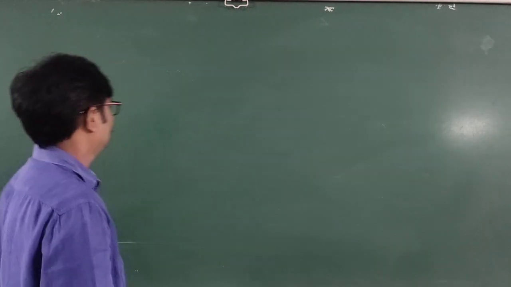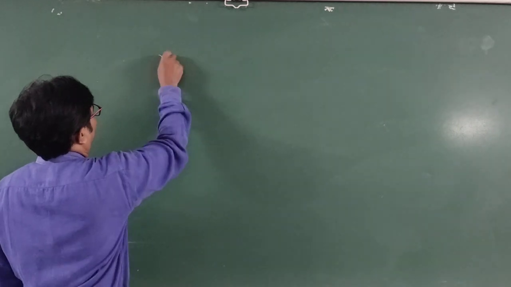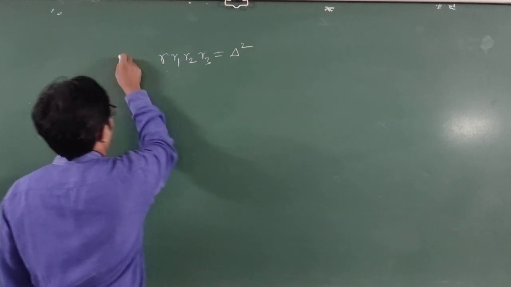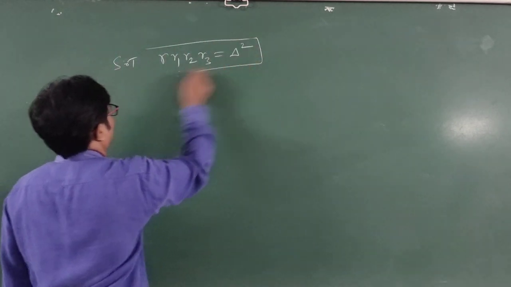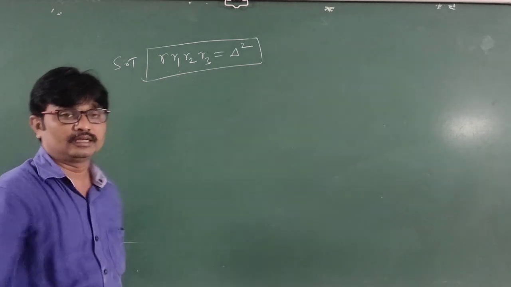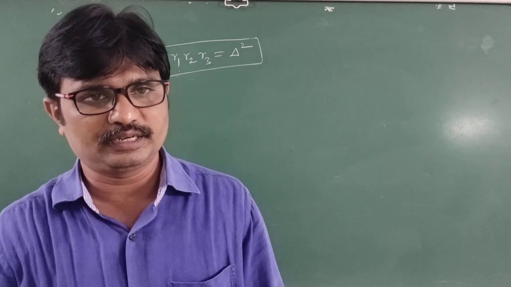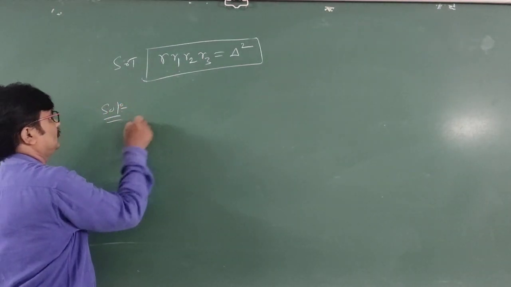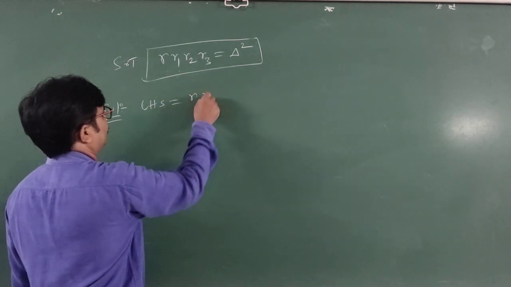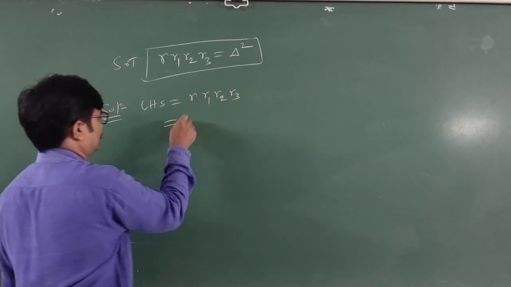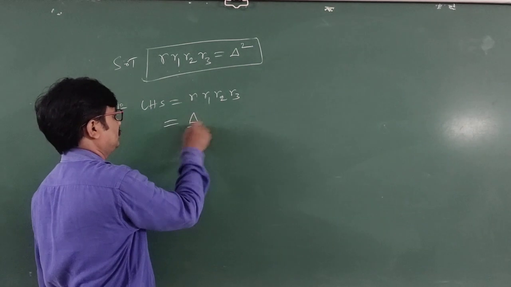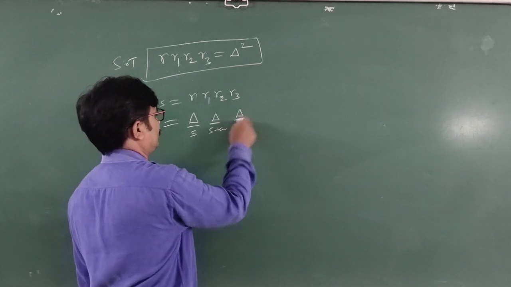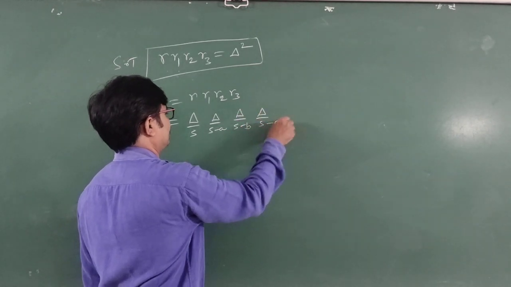Now students, one more very important result: r·r1·r2·r3 = Δ². This is also very important. The small r times r1 times r2 times r3 is Δ². So, my dear students, the left hand side is r·r1·r2·r3. What is this? Δ/s, Δ/(s−a), Δ/(s−b), Δ/(s−c).